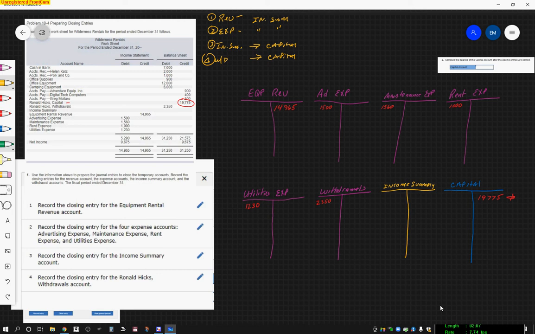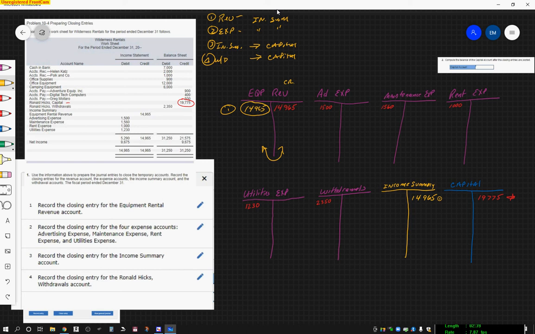Revenue has in it a $14,965 credit balance. Well, if we're going to balance it out, we're going to need a debit. So $14,965. There is our first closing entry. And if that's our debit, we need our credit. What's it get closed into? Income summary. So $14,965. So there you go. There's our first transaction.